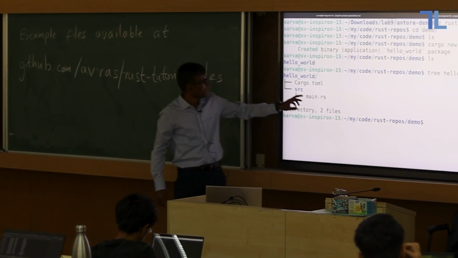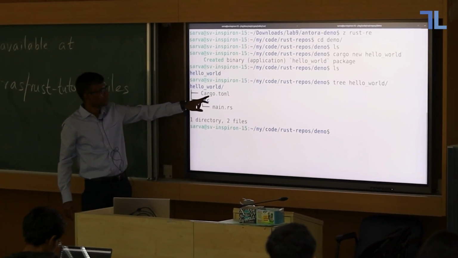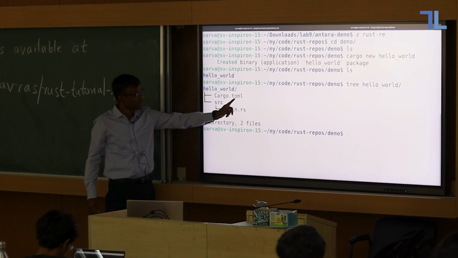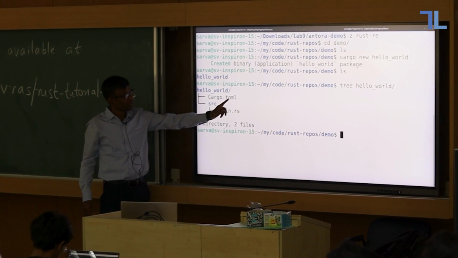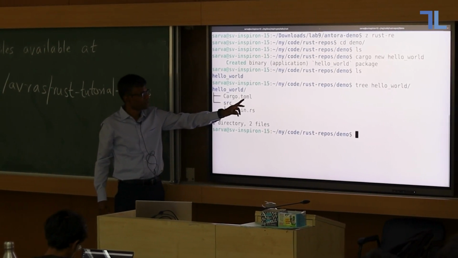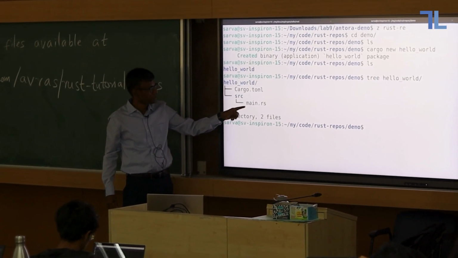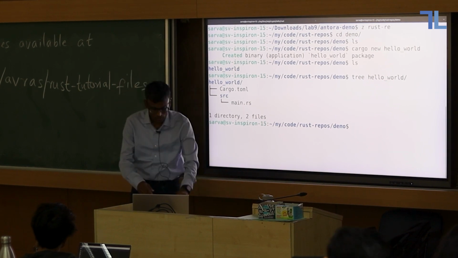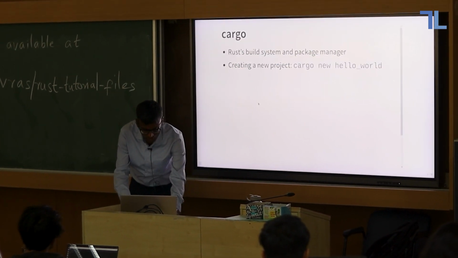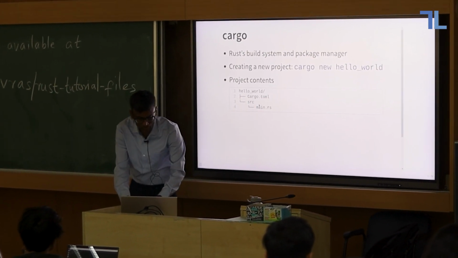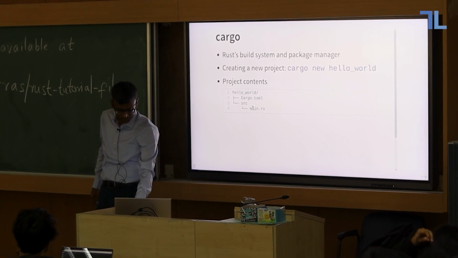So the hello_world directory has a file called Cargo.toml. This file format is named after a person whose name is Tom actually. So it's the TOML language, Tom, and then there is a src directory and there is a main.rs in that. This is the project contents.